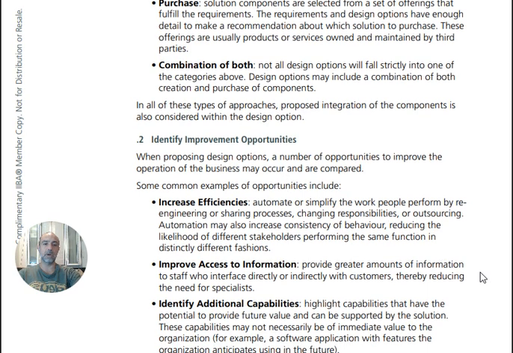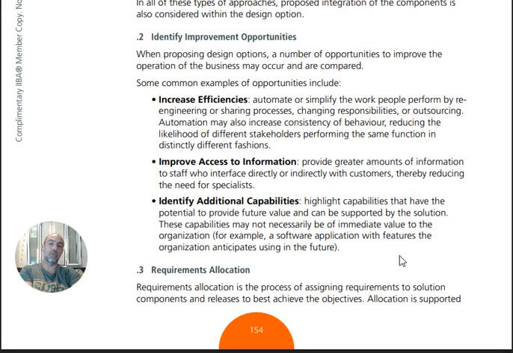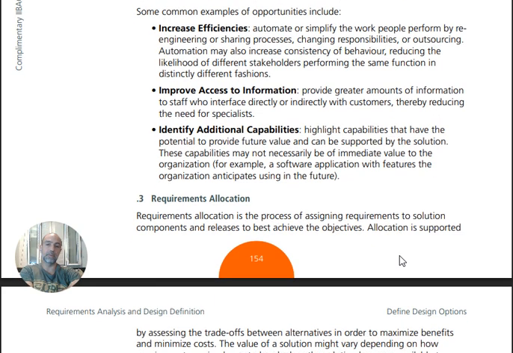Ultimately, whatever we're trying to get has to be leading to the actual problem being resolved and our vision and our future state and all that good stuff. And we also have to identify improvement opportunities when proposing design options. A number of opportunities to improve the operation of the business may occur and are compared. Some common examples of opportunities include increased efficiencies, or how we can be more efficient, how to get access to more information, how to identify additional capabilities.